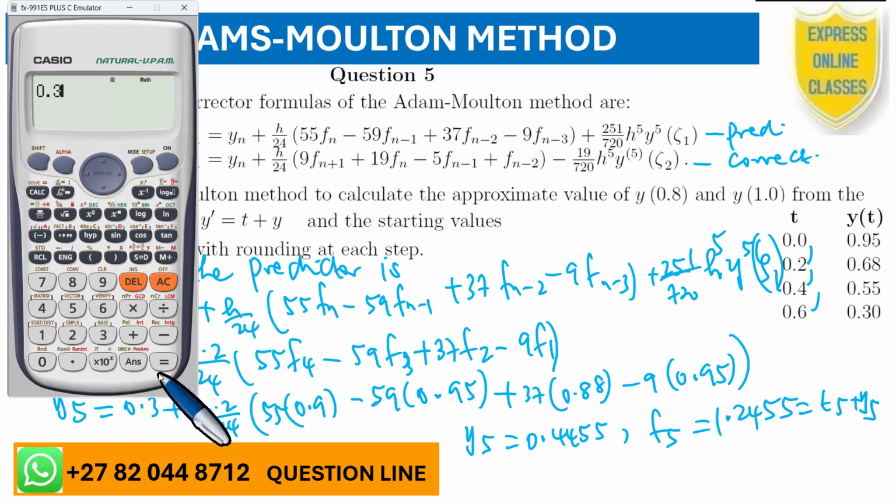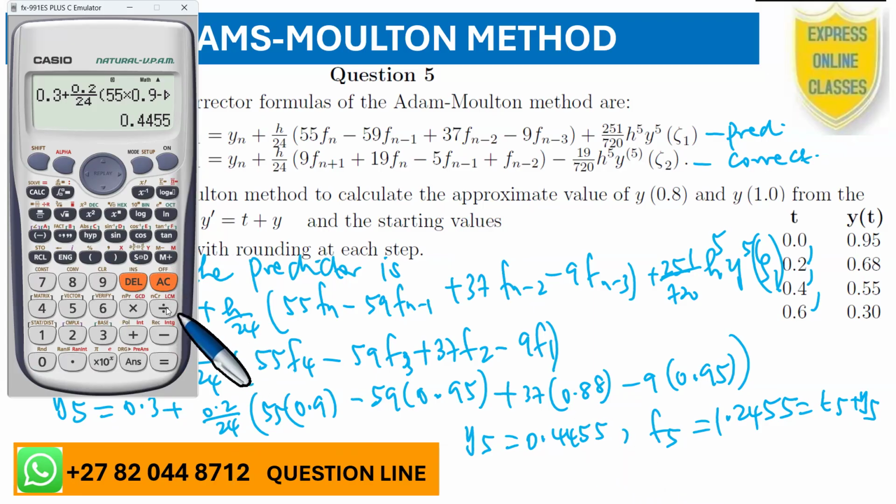Let's do 0.3 plus 0.2 divided by 24, and then you open the bracket: 55 times 0.9 minus 59 times 0.95 plus 37 times 0.88 minus 9 times 0.95, and then you close. So it is 0.4455. That's what we're getting.